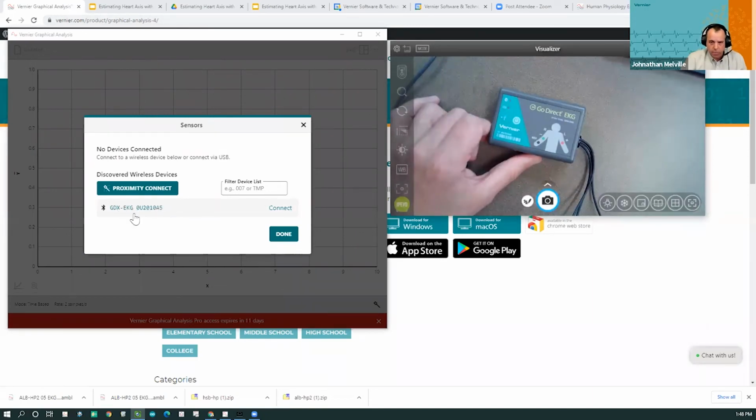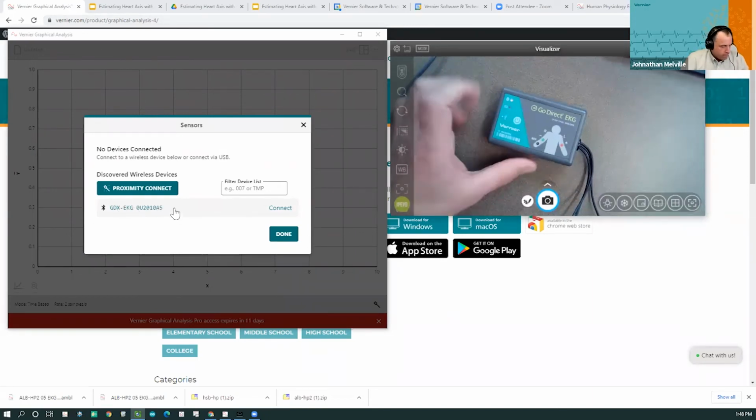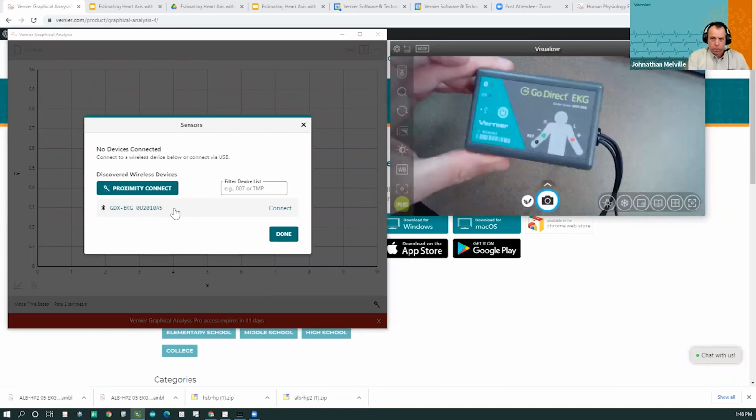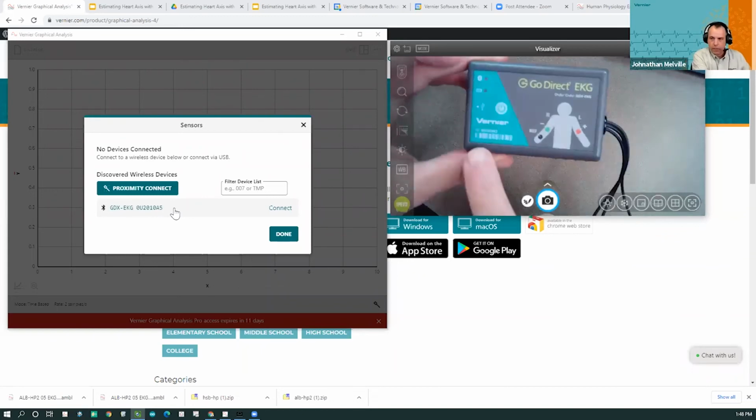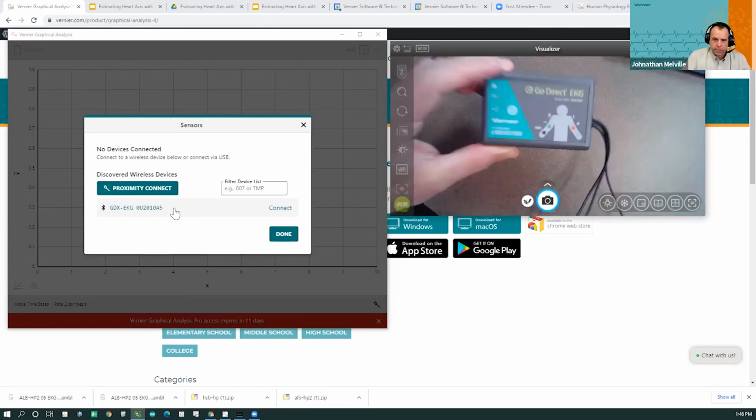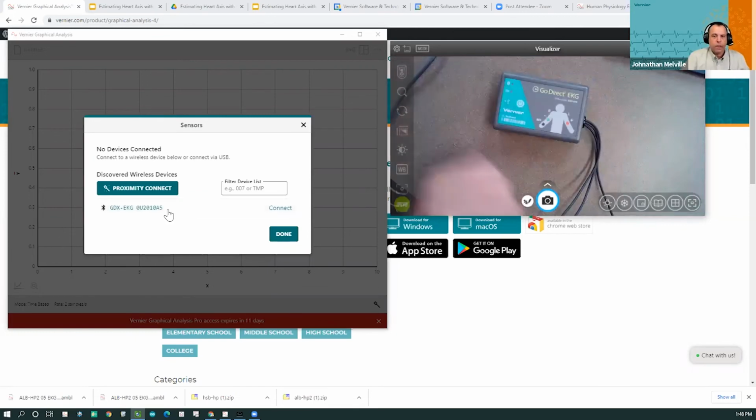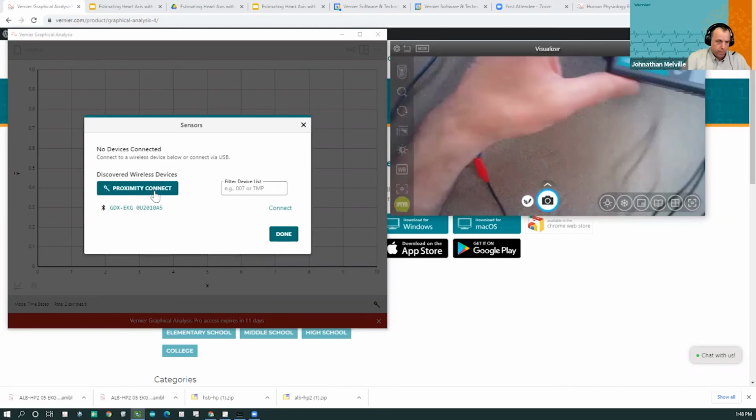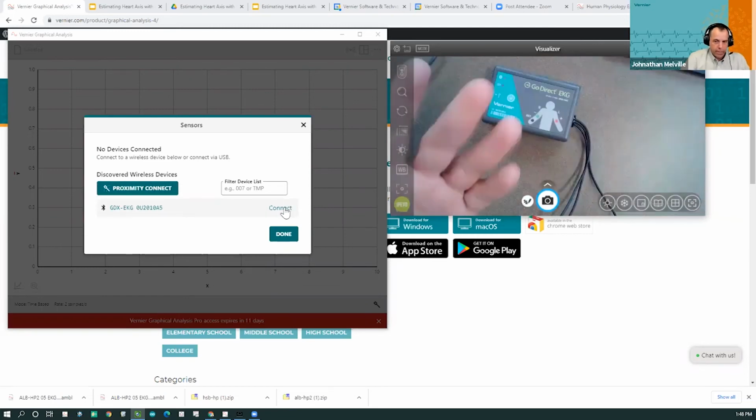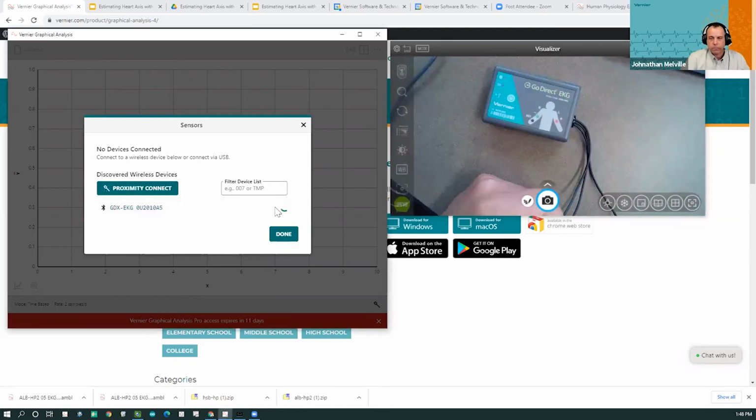GDX-EKG, there's a number right here. That number is right there. So each one of these sensors has a unique identifier. That way they don't get lost, or students don't get confused. There is a proximity connect feature, so I could put this literally right on my computer and hit proximity connect, and it'll connect, but I'm just going to hit connect right here.